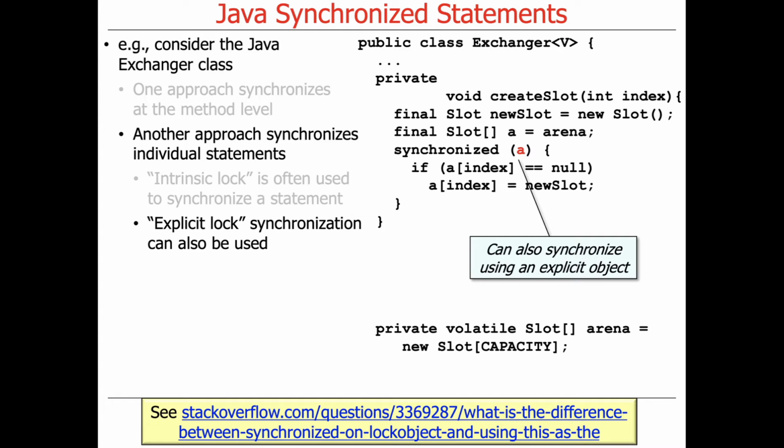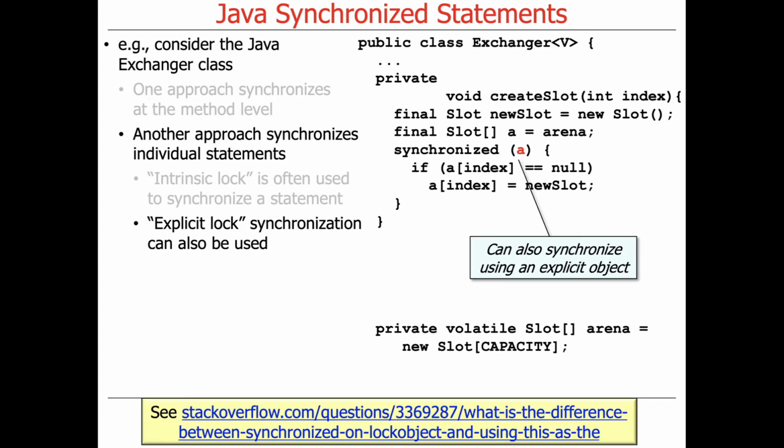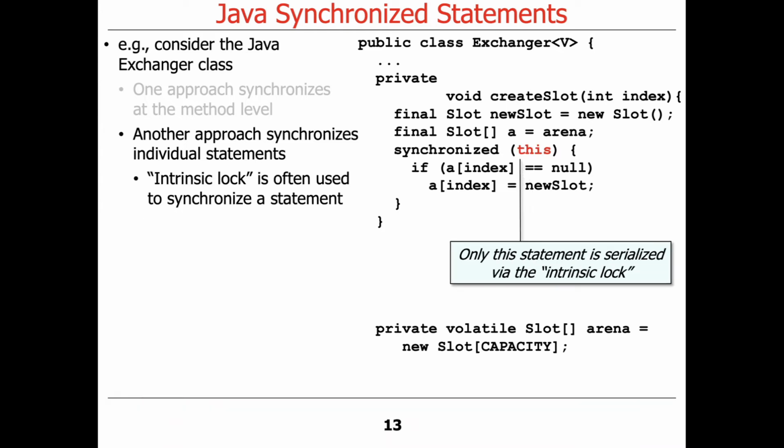You could also use an explicit lock. So this uses the implicit lock. This uses this. But there's nothing to stop us from using this as the synchronizer. In fact, that actually might be better because if we do it this way, then we run into that problem I talked about before, where if another thread comes along and synchronizes on the instance of exchanger, this thing will also be locked as well.